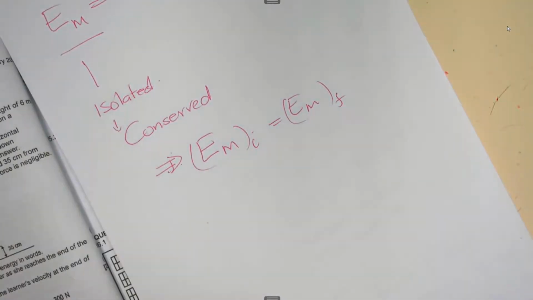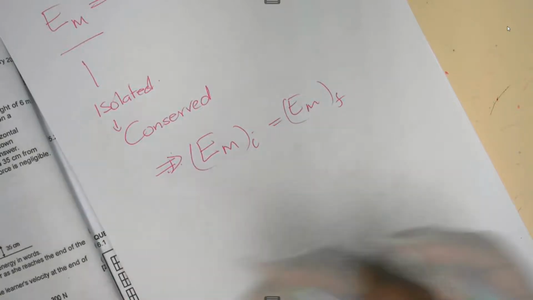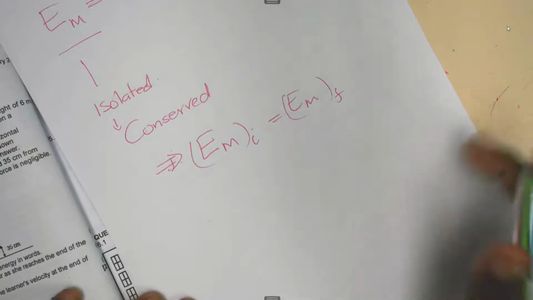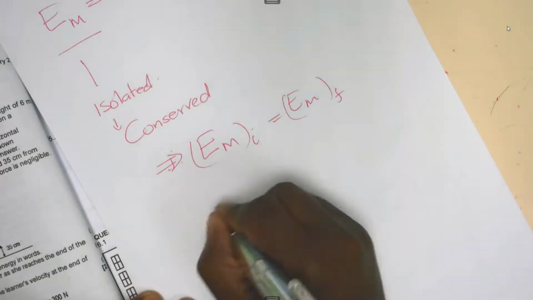And to state this principle, we refer to our exam guideline, and we say that in an isolated system, the total mechanical energy is constant or is conserved, or we can say the total mechanical energy in an isolated system is conserved.